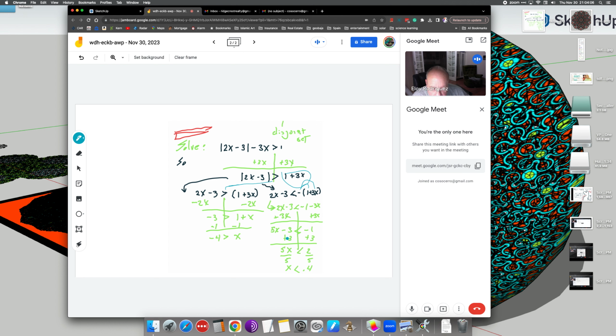Yeah. And then what I did at this point, I said, oh, well, look at that, 2x plus 3x is 5x. I got minus 3. So then I add 3 to this side, and now I have 5x, right? And then I divide both sides by 5, do you see?